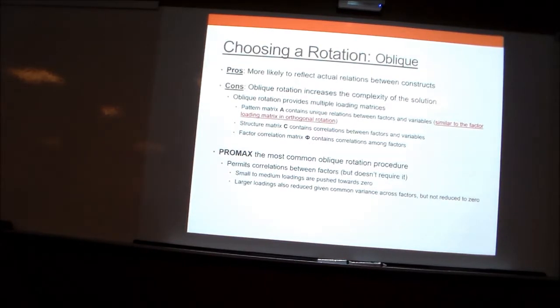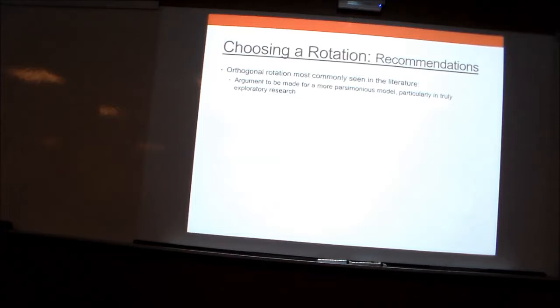Promax, most common. It allows correlations between factors but doesn't require it. And so if you do have truly orthogonal factors, you can just estimate those at a correlation of 0. But again, small to medium loadings push towards 0. Larger loadings reduce to some extent within these, because you're going to have some of the variability peeled off and correlated with other stuff, but not too bad.